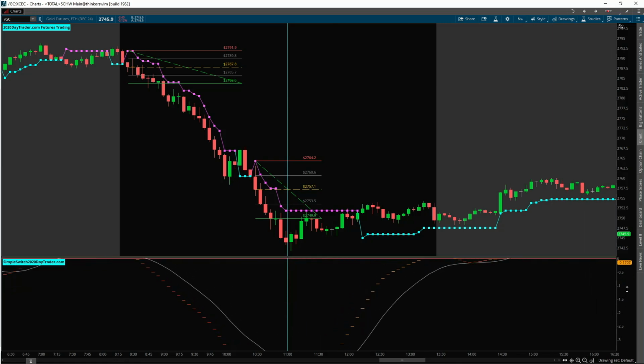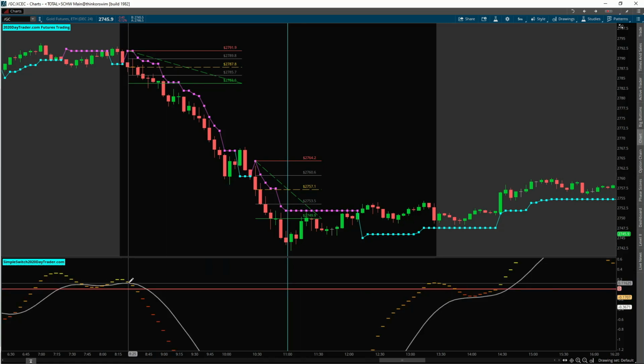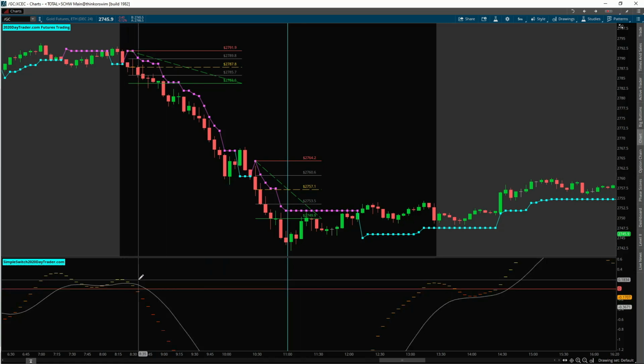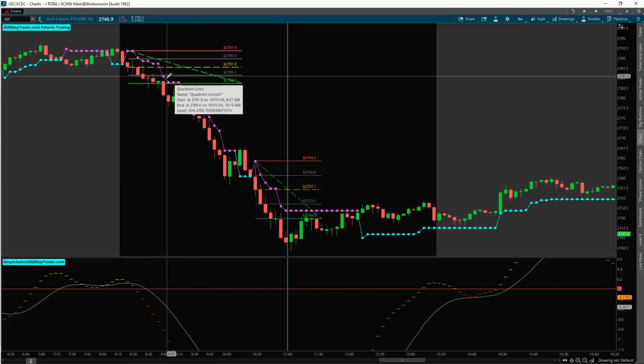Let's do this so we can see it better. So we can see this dash is now descending. It's lower than that dash, giving me permission to get into this trade short. So there's the first trade of the day right there. Easy money winner.